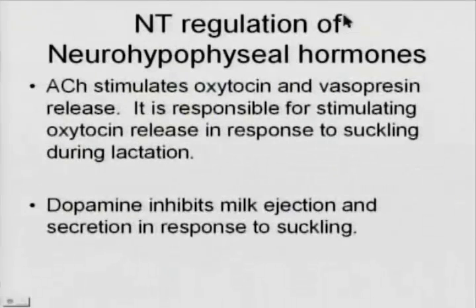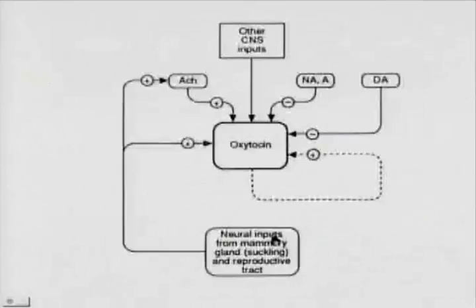Now we can have a brief discussion of the neurotransmitter regulation of the posterior pituitary, or the neurohypophyseal hormones. So acetylcholine is a primary transmitter for the stimulation of oxytocin and vasopressin release. It is responsible for stimulating oxytocin release in response to suckling during lactation. And dopamine inhibits milk ejection and oxytocin secretion in response to suckling.